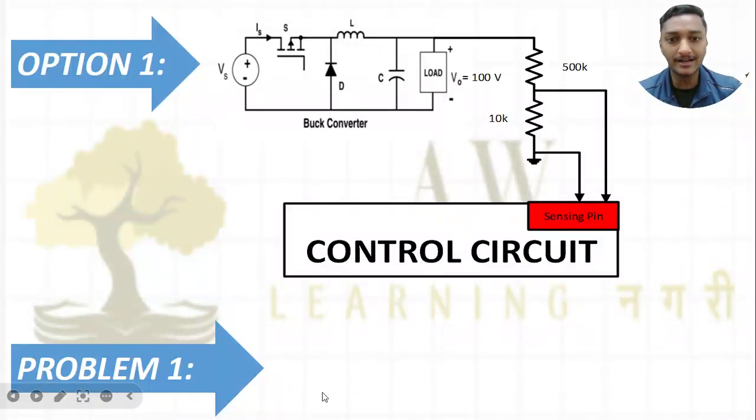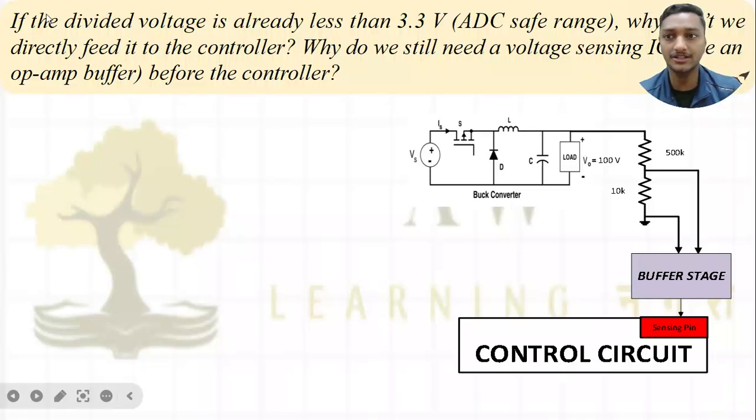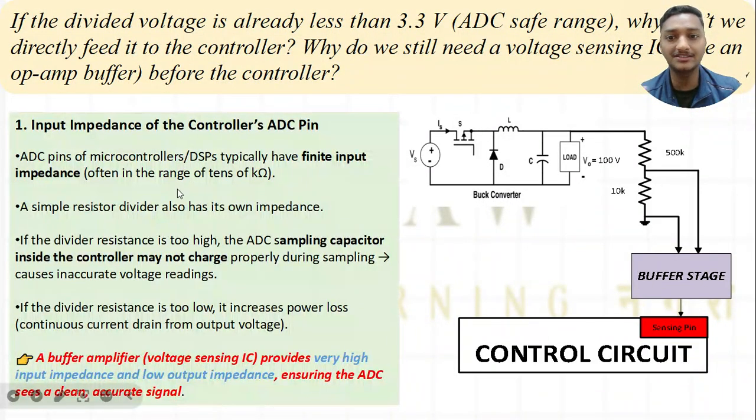So what is the requirement? My overall question is: if the divided voltage is already less than 3.3 volt, the ADC's limit, why can't we directly feed it to the controller? We have divided the voltage, so we should directly feed it to the sensing pin, right? Why do we need some kind of voltage sensing IC or op-amp buffer before the controller? This is my overall question. So what is the answer? There are some different points, so if in future somebody asks you, you can answer this particular question. What are the different reasons why we need some buffer stage?